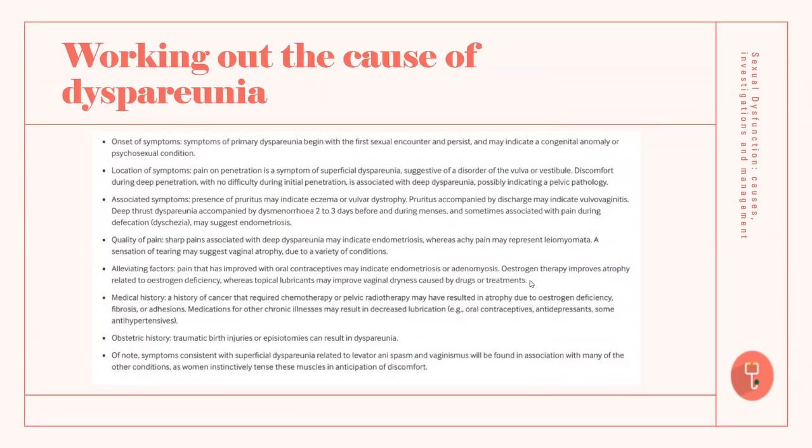So when we're trying to work out the cause of dyspareunia, we need to be like detectives. Some really helpful questions that we can ask are listed below. Some of them are quite obvious, they're questions that you might ask patients presenting with any kind of pain, looking at your SOCRATES of pain. So onset of symptoms, like we said before, primary versus secondary dyspareunia. If they've always had dyspareunia, it might indicate an anatomical difference or a psychosexual condition potentially.